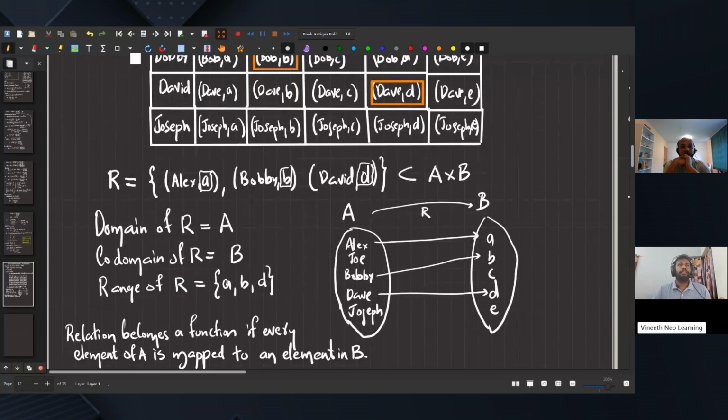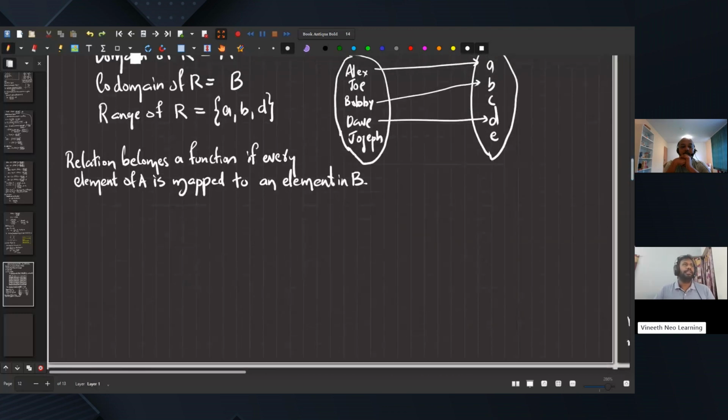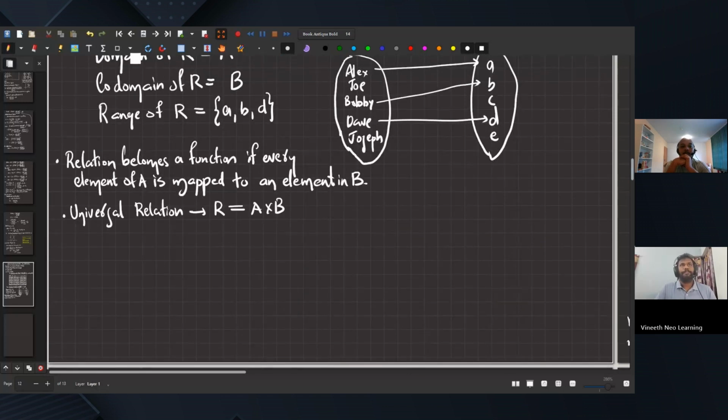This relation is a subset. We have seen that the relation is a subset of the Cartesian product. What if every element of the Cartesian product is present in the relation? Meaning all of these ordered pairs are present inside. Such a relation is called a universal relation. If no element of the Cartesian product is present, then the relation is called an empty relation.